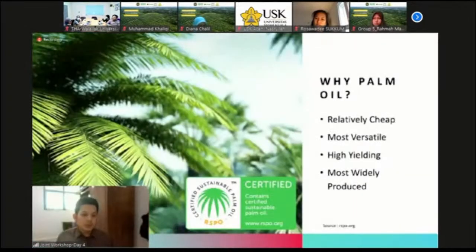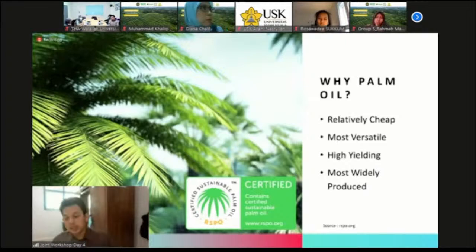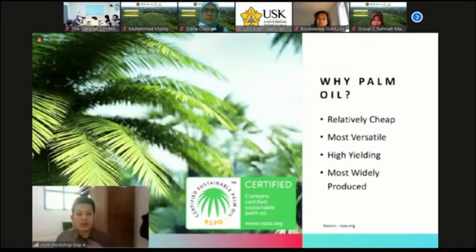So why palm oil? First of all, it's relatively cheap. The money that is going to be used to produce more palm oil is not that big. Number two, it is more versatile. It can be grown without using much land, just a small area of land, which means it is not going to create big deforestation in order to plant it. Number three, it is high yielding, which means it can produce more fruit, more palm oil. And number four, it is the most widely produced, they are everywhere.